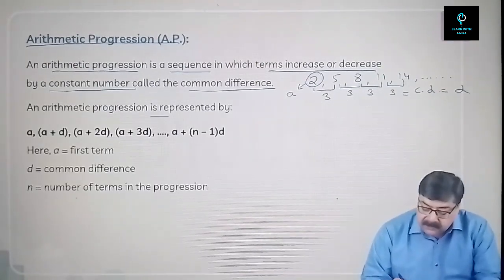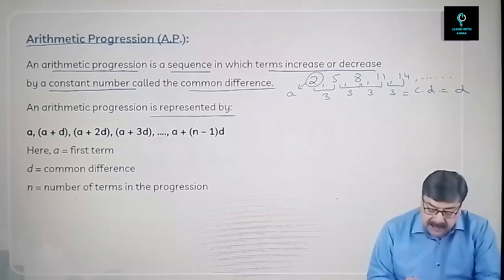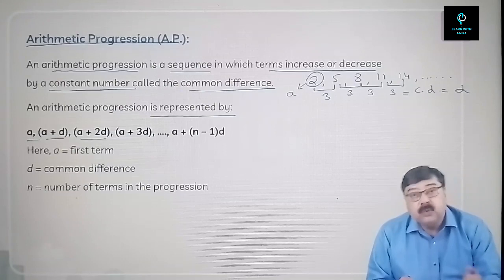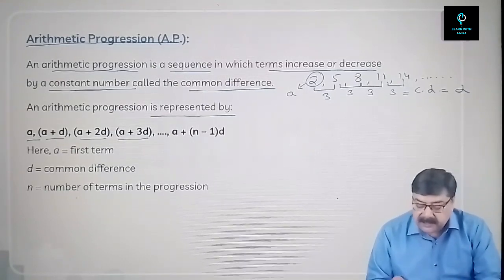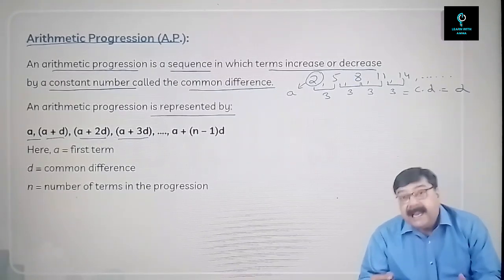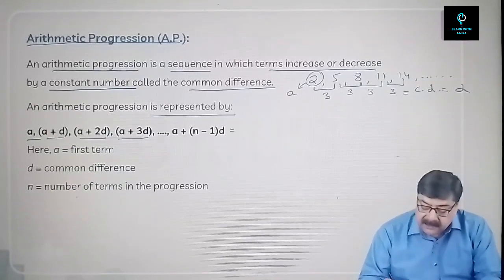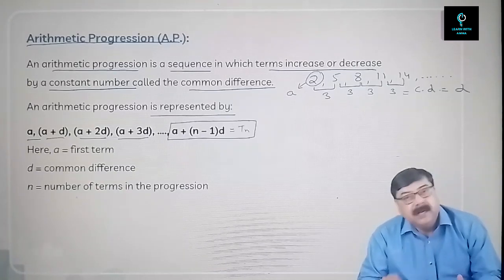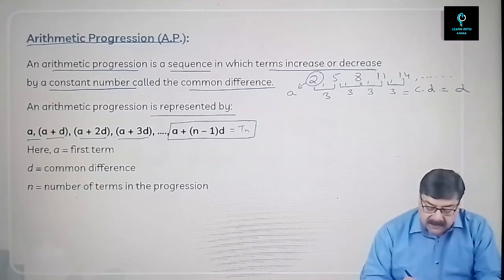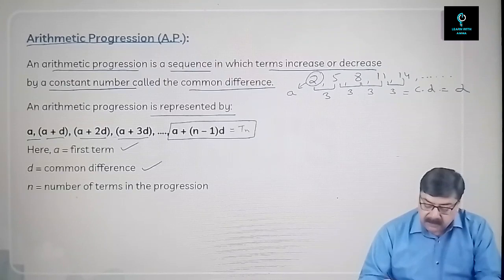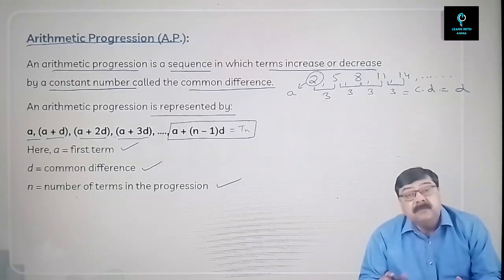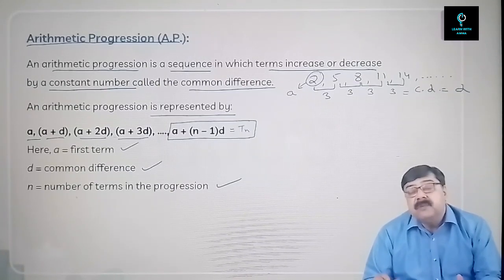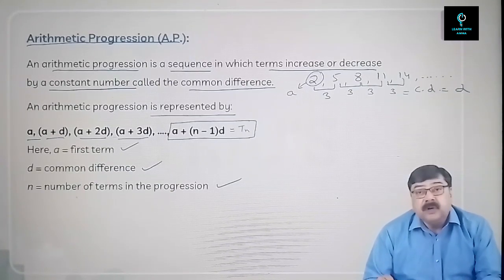So, an arithmetic progression usually is represented as A, then A plus D, that is the common difference, then A plus 2D, that is twice the common difference, A plus 3D, and so on, till the nth term. The nth term is represented by A plus (n minus 1)D, where A is the first term, D is the common difference, and n is the number of terms in the progression. This is a very basic formula which is used while solving questions based on progressions.